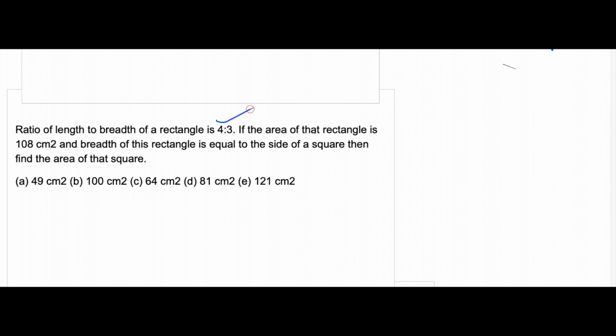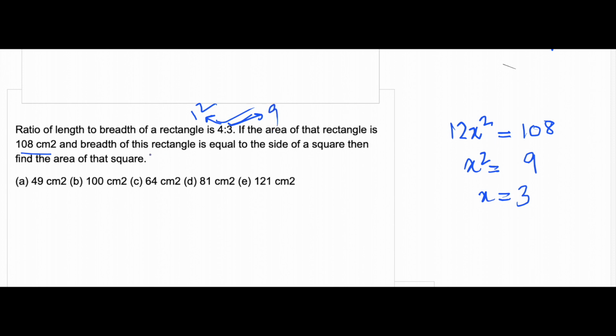Length to breadth is 4:3. If the area of that rectangle is 108 centimeter square, what is the length and breadth of the rectangle? The area of a rectangle is length into breadth. So 4 into 3, 12. 12x square is equal to 108. X square is equal to 9. X is equal to 3. So length is 12, breadth is 9.